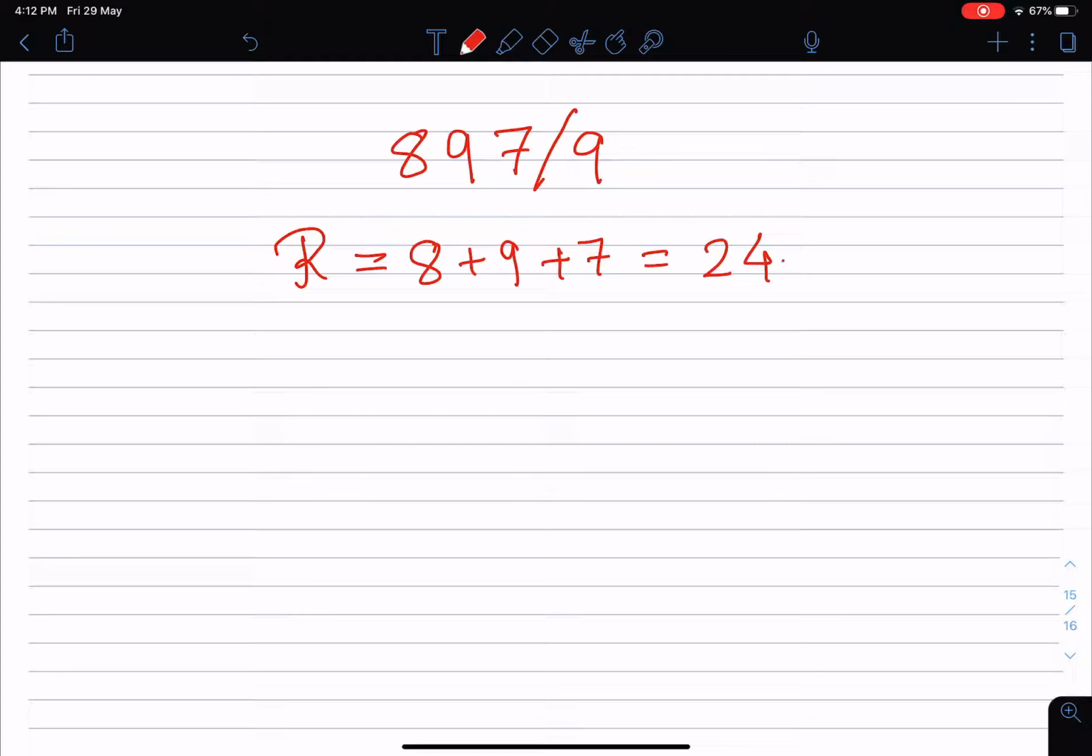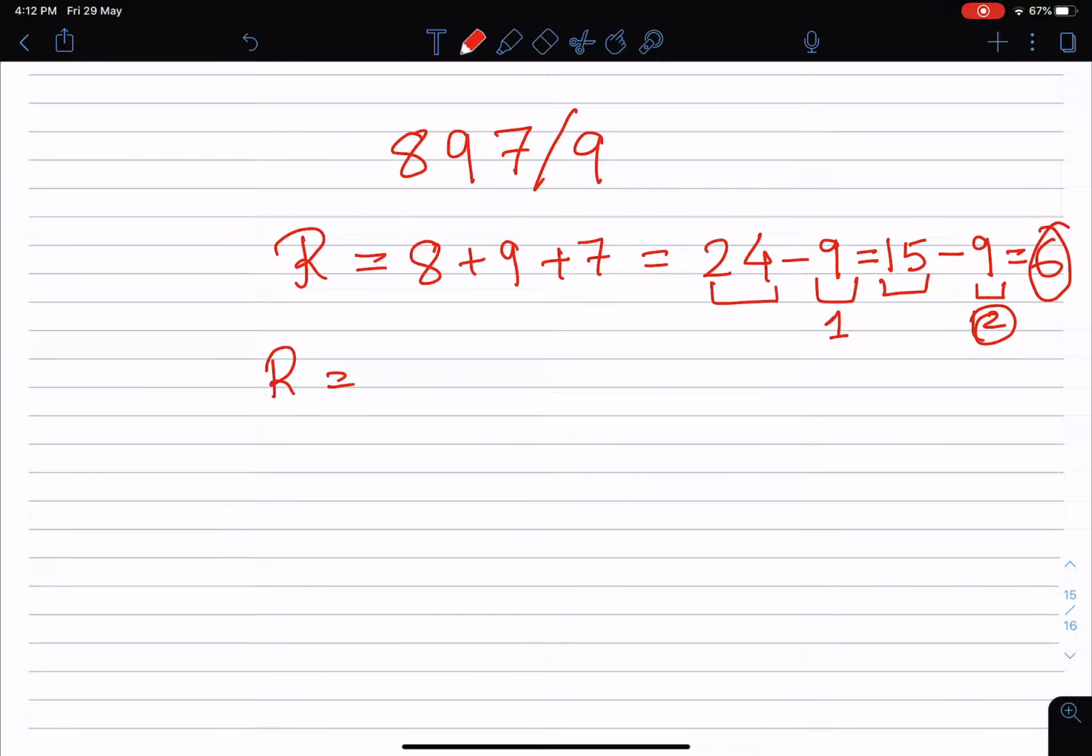Then we are going to subtract 9 from this number, so what will be the result? It will come 15, and still the number is more than 9, so again we subtract 9 from this number, and then we get 6. So just remember how many times we have subtracted 9. This is 1, this is 2. So twice we have subtracted 9 from the remainder. Now my final remainder will be 6 for sure.